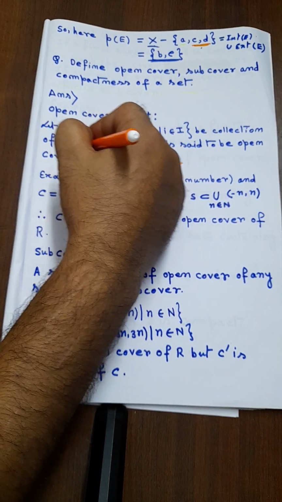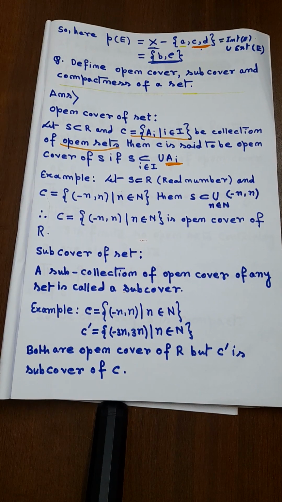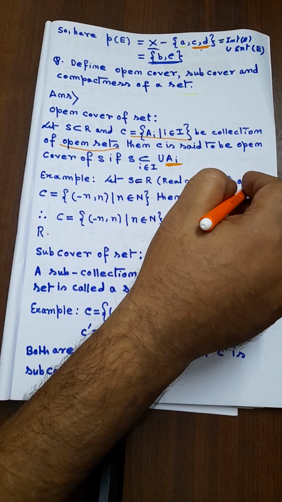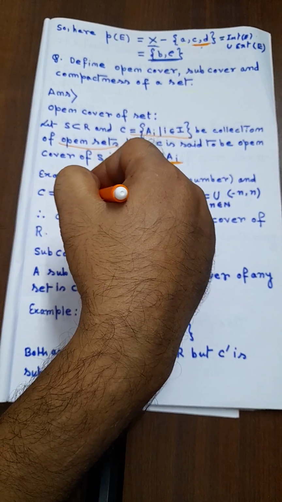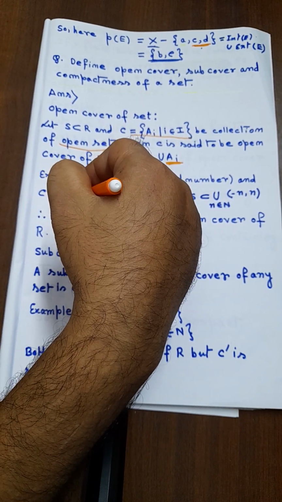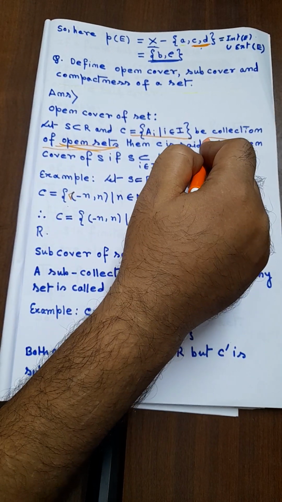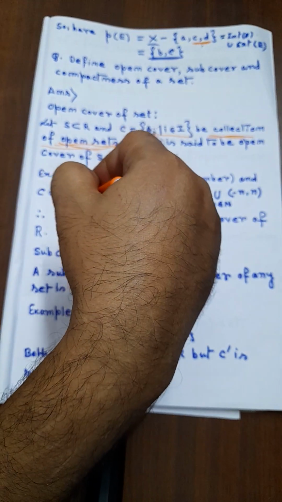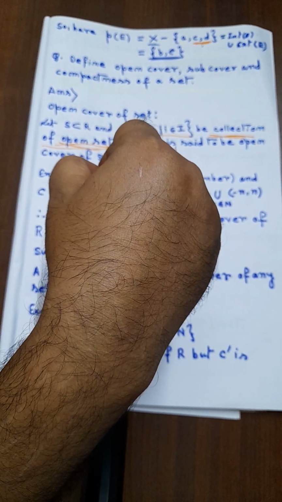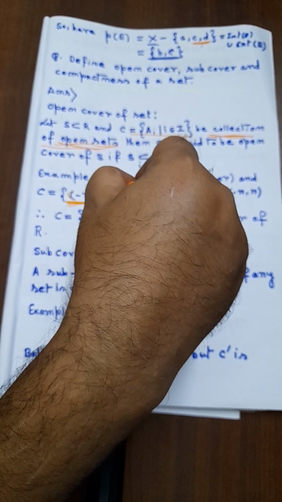These are the open sets. Example: let S be a subset of the real numbers and C be a collection of open sets, which are open intervals (-n, n) such that n belongs to the natural numbers.